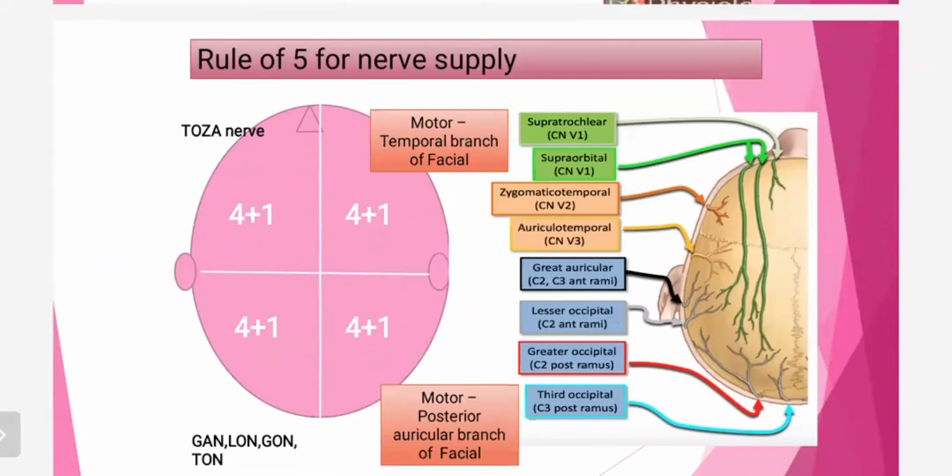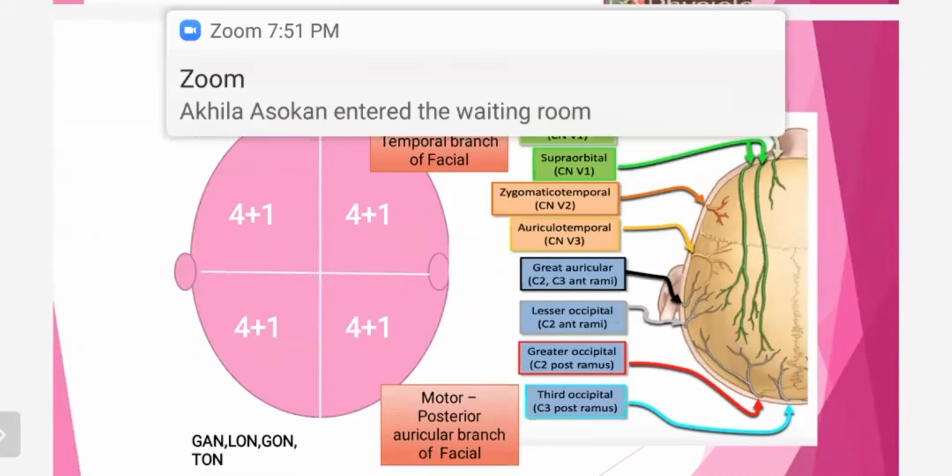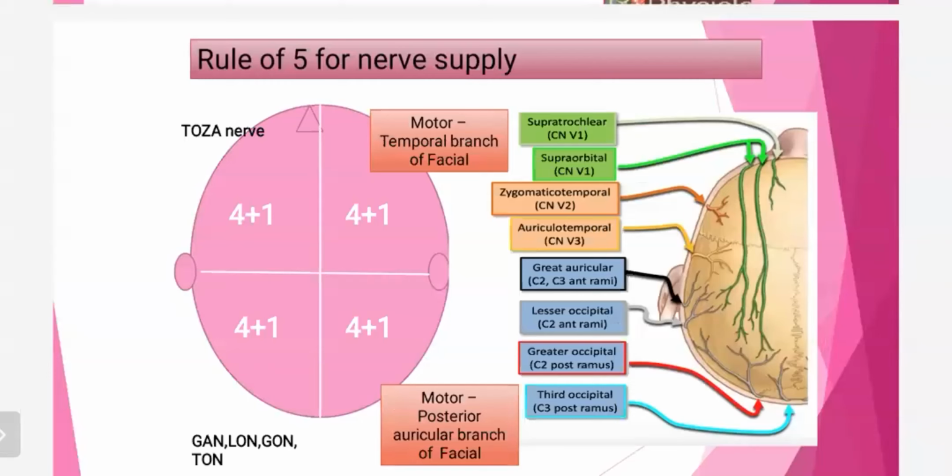So this is a rule of 5 for nerve supply. The total scalp is supplied with 20 nerves. 20 nerves means if we divide the scalp into 4 quadrants, each quadrant is supplied with 5 nerves. That is supratrochlear, supraorbital, zygomaticotemporal, and auriculotemporal.